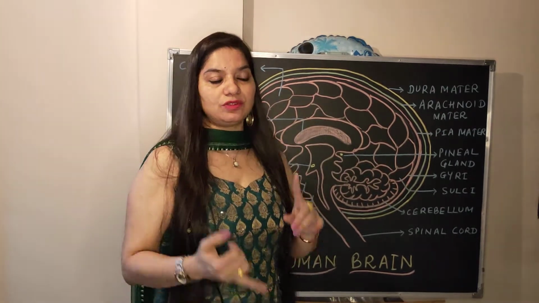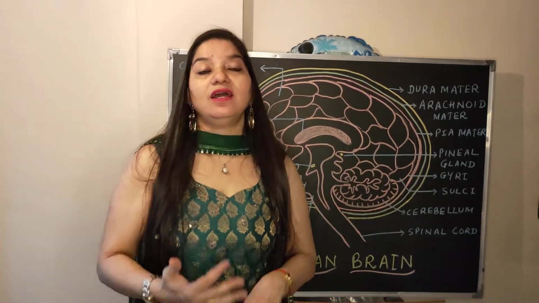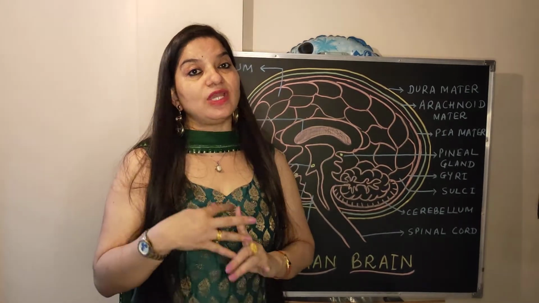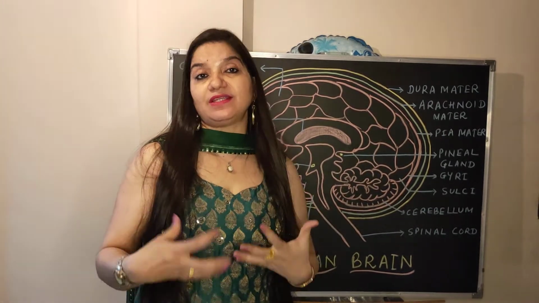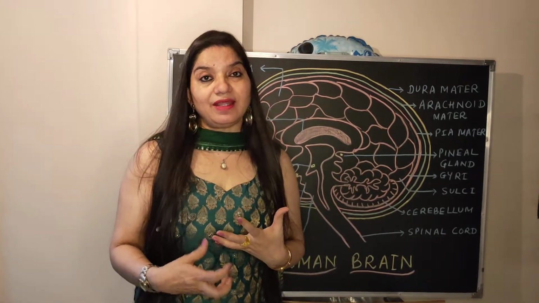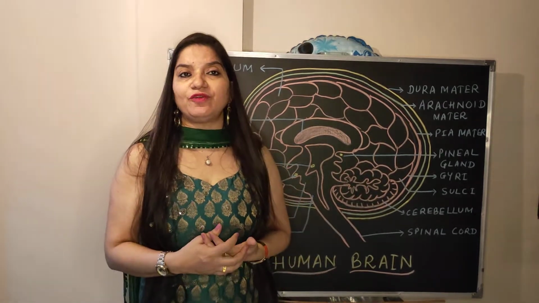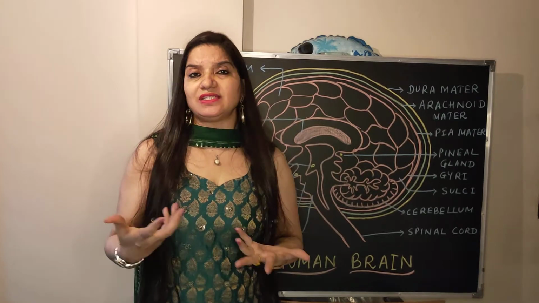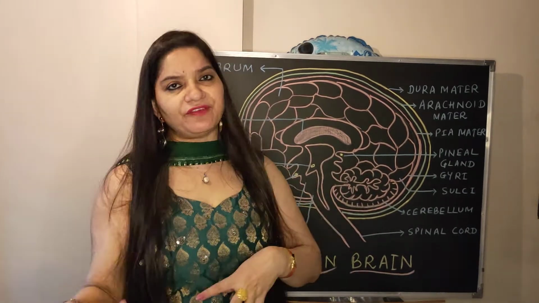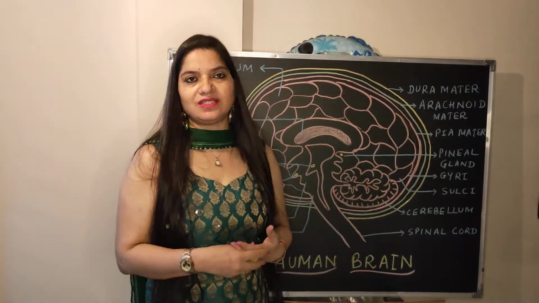So three important questions. Name the outer protective covering of the brain: meninges. Name the infection or inflammation of the meninges: meningitis. And name the fluid present inside the spaces or cavities of the brain: cerebrospinal fluid. And what is the volume of the cerebrospinal fluid? It is roughly 120 to 150 ml actually, but you can write approximately 120 ml.